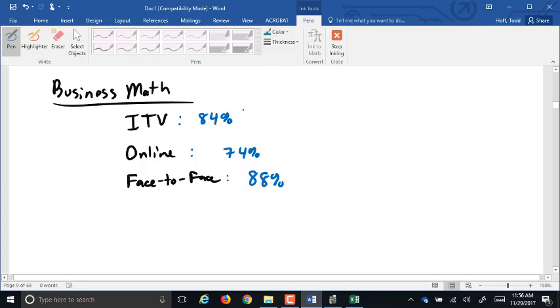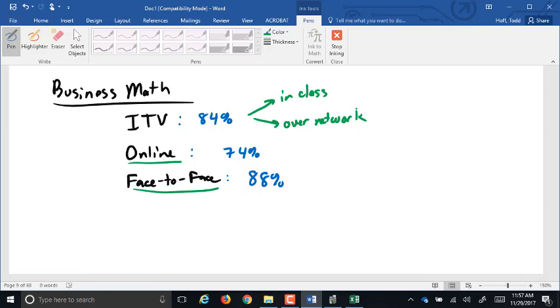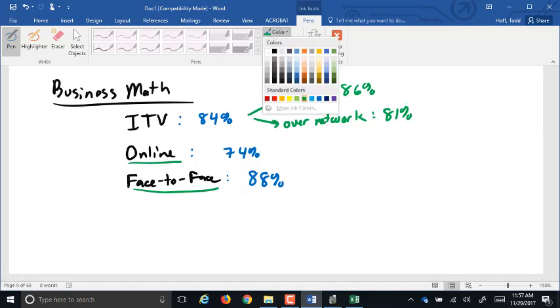But if we break it up even further, face-to-face is all in the classroom with you. Online is all at a far site at a computer tuning in, so there's no division there. But ITV, you can have students in the classroom with you, or you can have students that are over the network. And for that course, every section we teach, there are some students in the classroom with you and some students over the network. And let's say the success rate of students that are in the class is 86%, and students that are over the network is 81%.